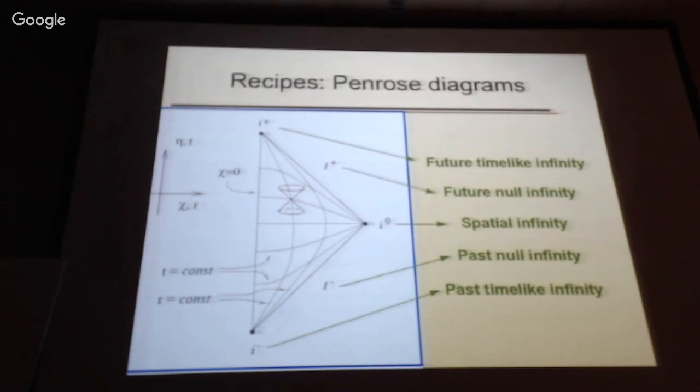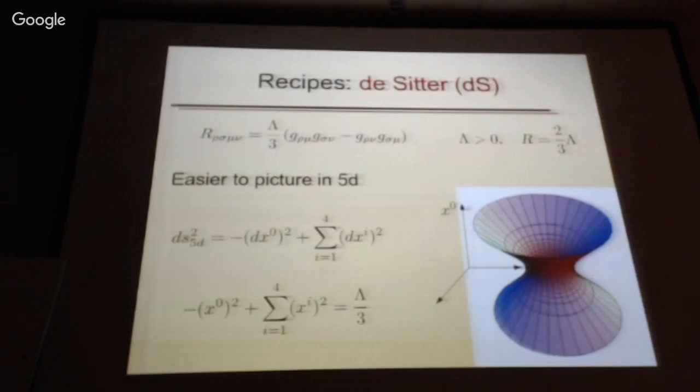And now we will move into the other two maximally symmetric space types. The first one is de Sitter. As I told you, it's a space that actually has curvature, so the Riemann tensor is non-vanishing. The Ricci scalar is just proportional to the cosmological constant, which is positive.